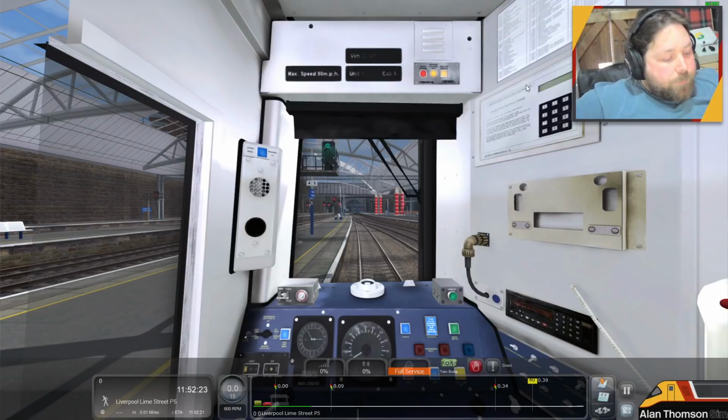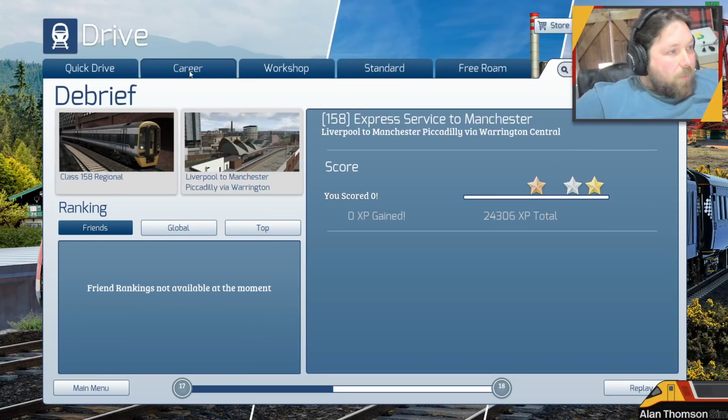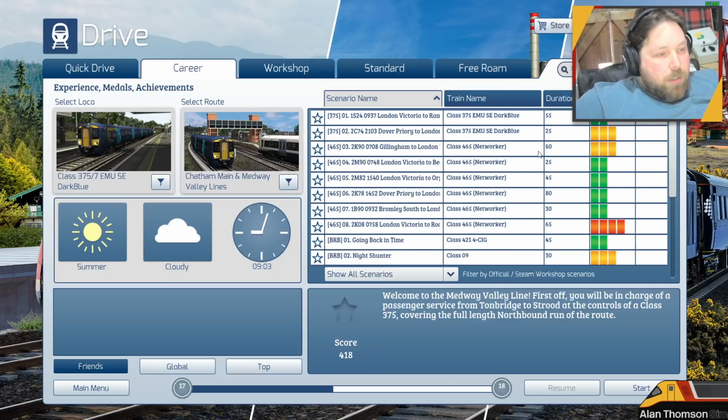Right. Default 158. And then we will do one with the Isle of Wight, and then I will go and put the upgrade in, and then we'll do this again. Isle of Wight.